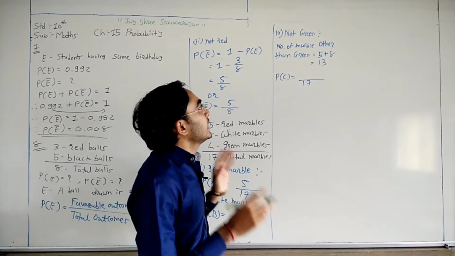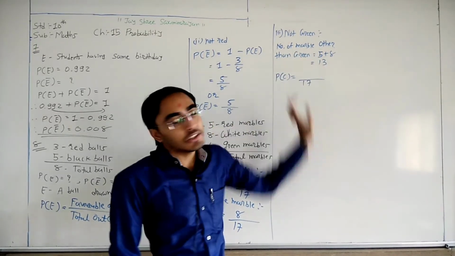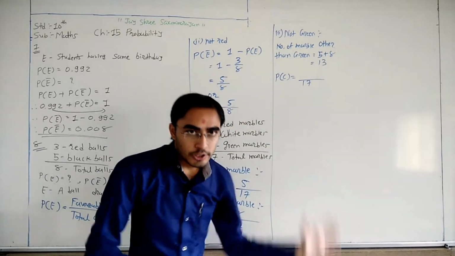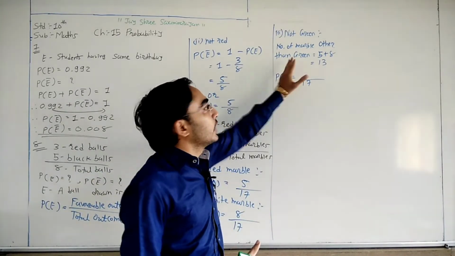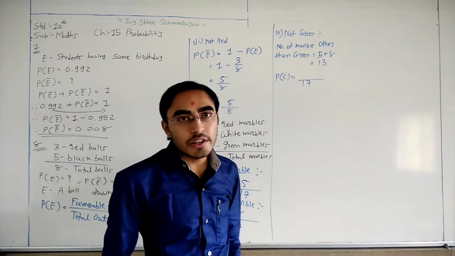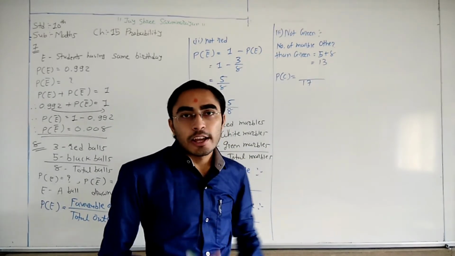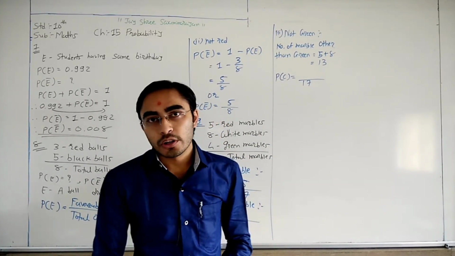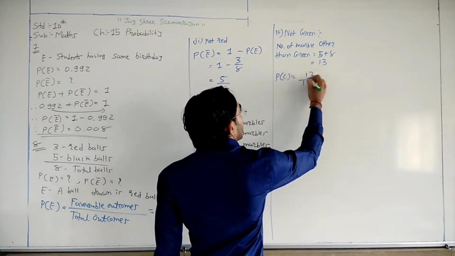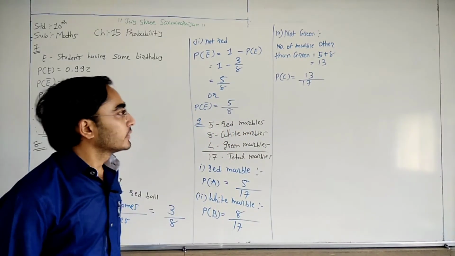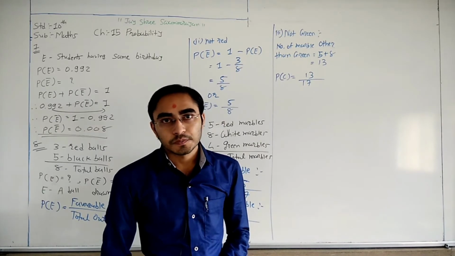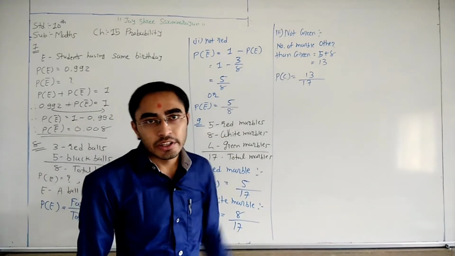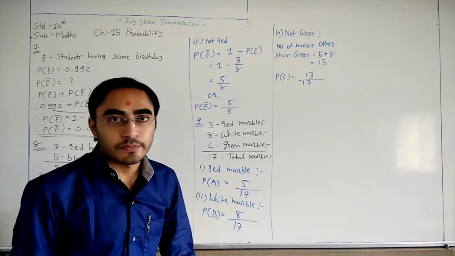So how many marbles do we have other than green? That means not green. How many marbles do we have which are other than green? We have 13. So this 13 becomes the favorable outcomes. So here 13 by 17. This 13 becomes our favorable outcomes. So 13 by 17, this is our final answer.